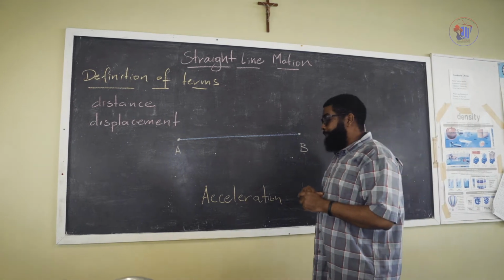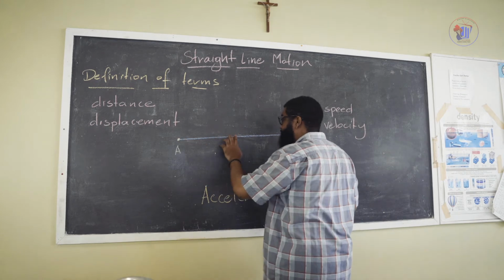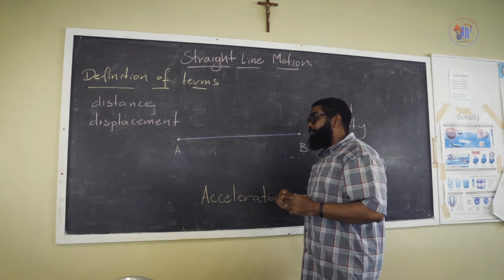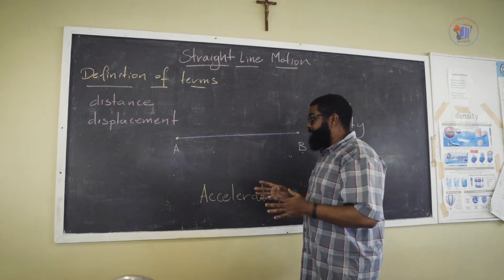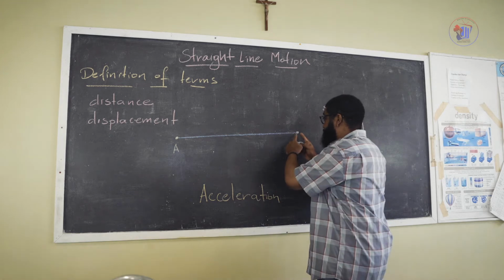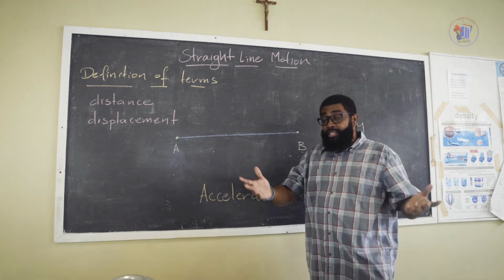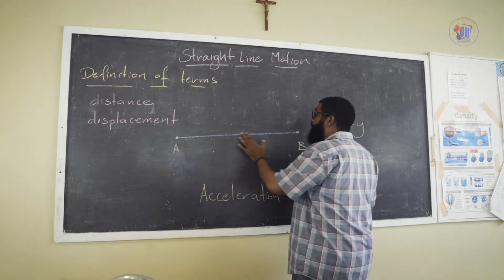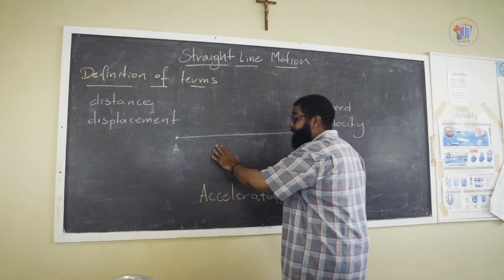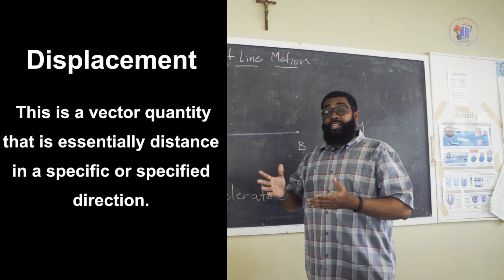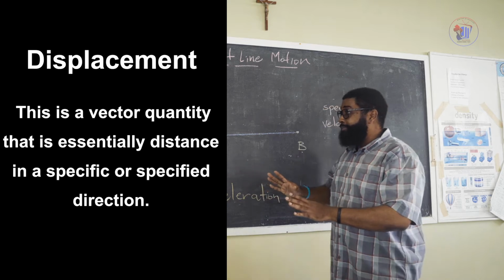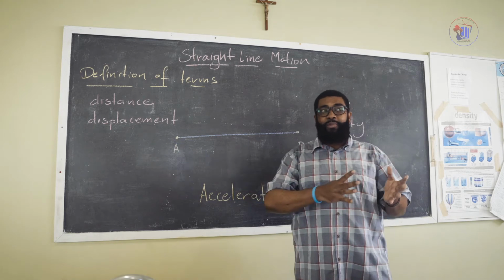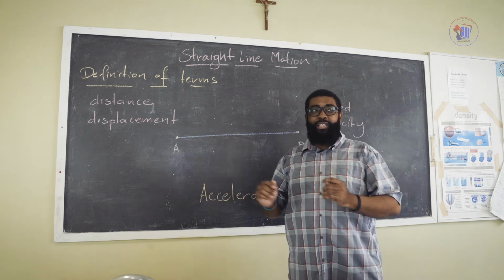Let me explain further. Suppose I travel from here to some random point on the line, let's say 10 meters away from A. The distance I have traveled is 10 meters. However, I could also travel 10 meters from B. It's just a distance. Displacement will clearly state whether I have traveled 10 meters leaving A or 10 meters leaving B. Displacement is distance in a specific or specified direction. That's displacement. Now, in simple terms, distance is just how far you traveled. Displacement is how far you traveled in a particular direction.